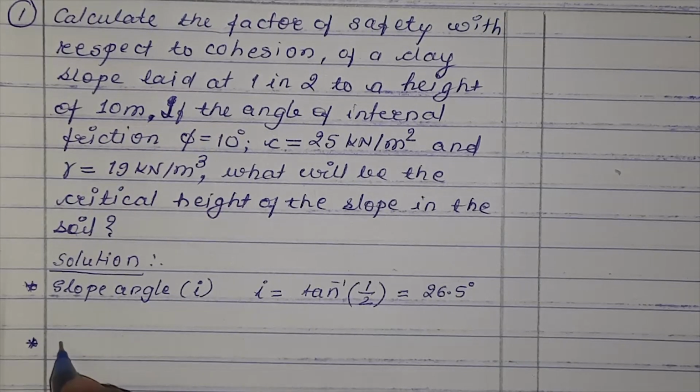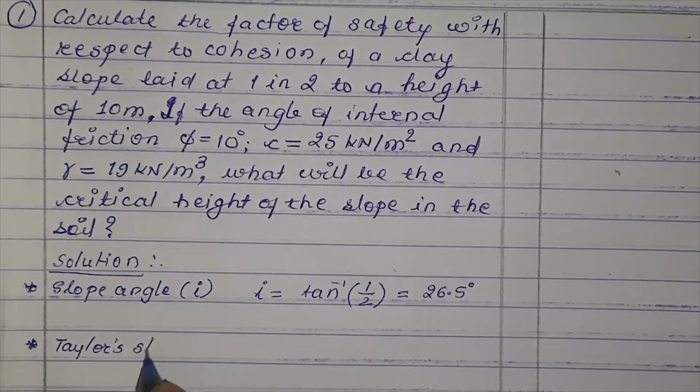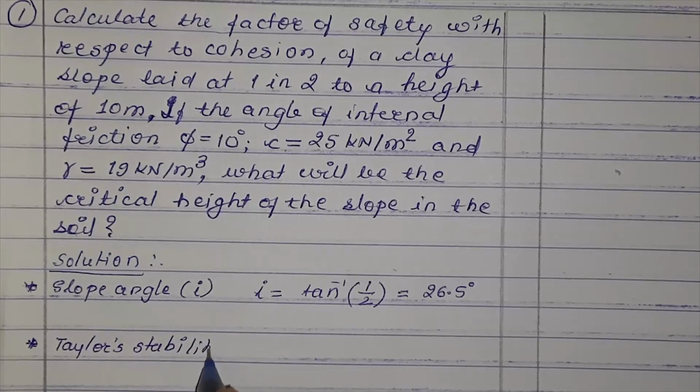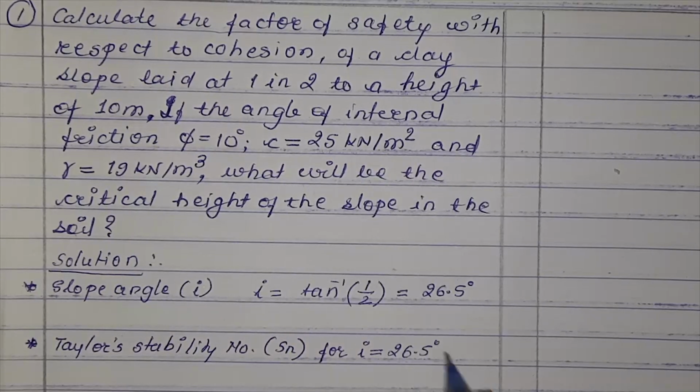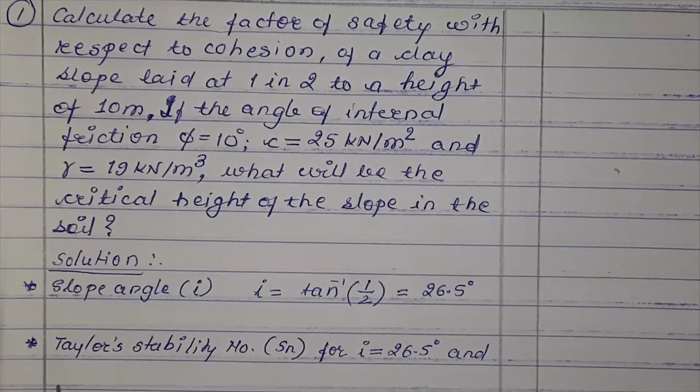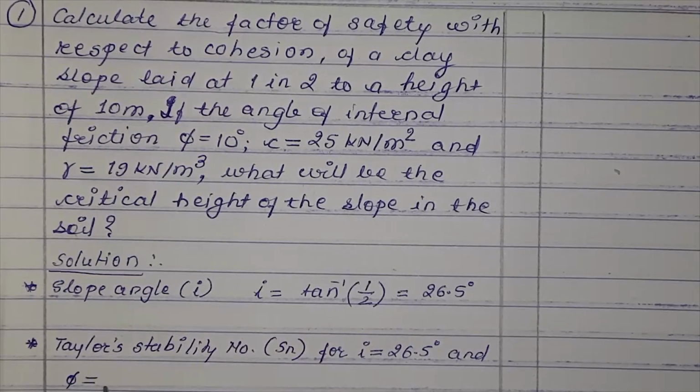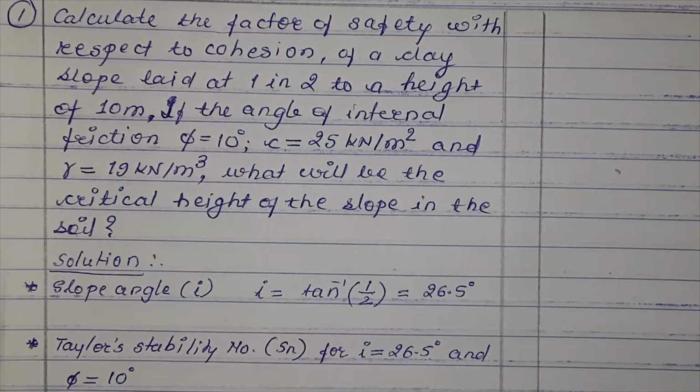Thereafter, we want to find out Taylor's stability number, which is denoted by Sn, for slope angle i equals 26.5 degree and angle of internal friction phi equals 10 degrees. For this combination, we have to find out Taylor's stability number, for which we have to refer a chart.